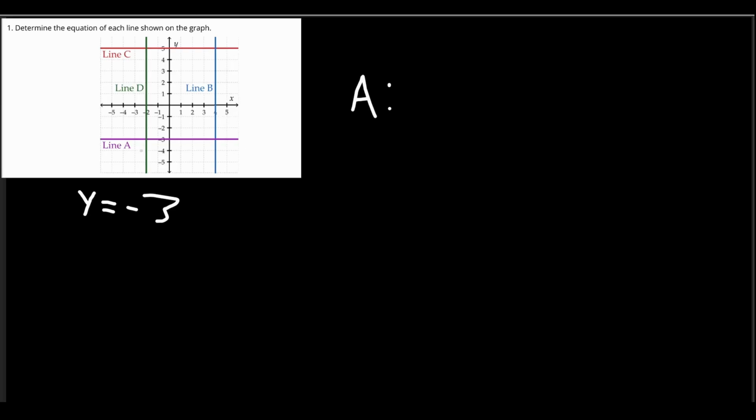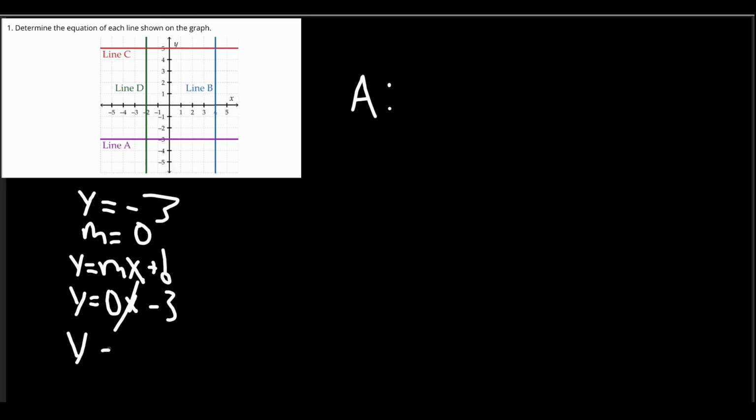And think about horizontal lines that they have the slope of 0. So if you wanted to put it in the form of y equals mx plus b, then you could put y is equal to 0x because that's the slope, and then -3 because that's technically the y-intercept, and then this 0x would just cancel, leaving you with y is equal to -3.